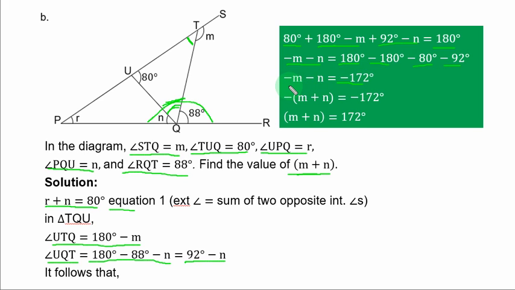From the left hand side, you can factor out minus. If you do that, you have minus bracket open m plus n bracket close equal to minus 172 degrees. Multiply through by minus 1, and you have m plus n equal to 172 degrees.